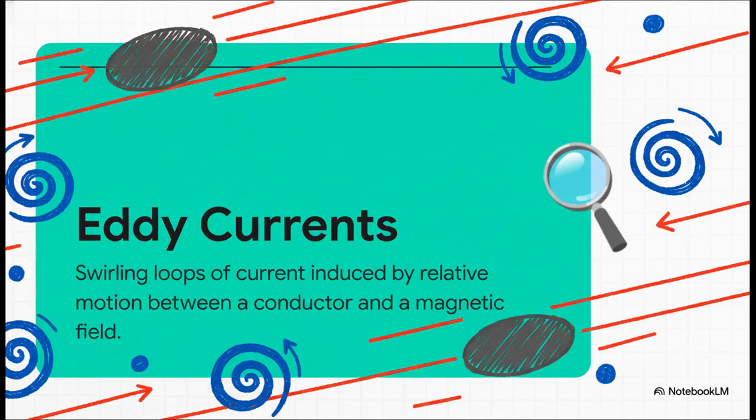Well, the answer is you get these things called eddy currents. You can think of them like little whirlpools or eddies of electrical current that start swirling around inside the ball. They pop into existence simply because the metal is moving through that magnetic field, and that motion literally shoves the electrons around and gets them flowing.